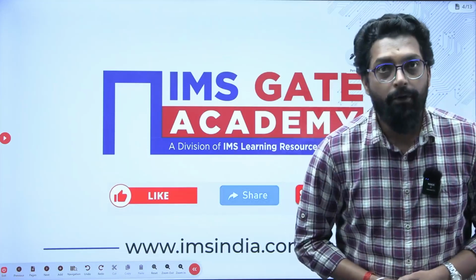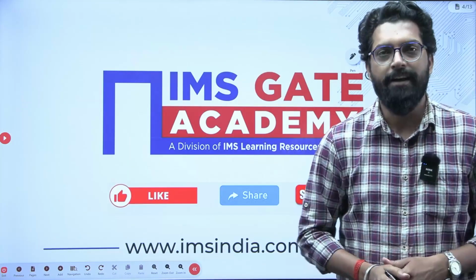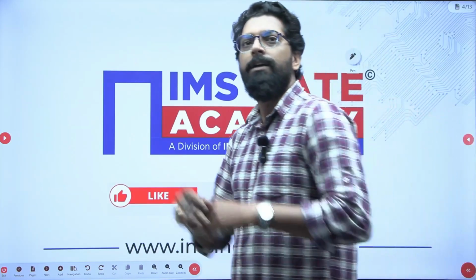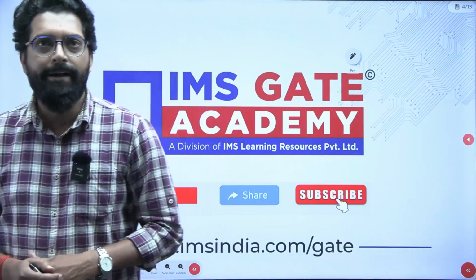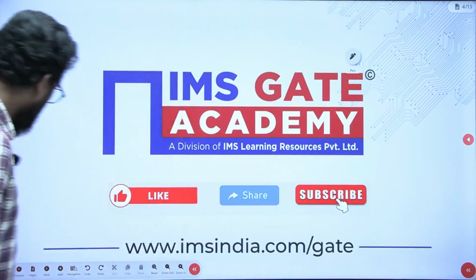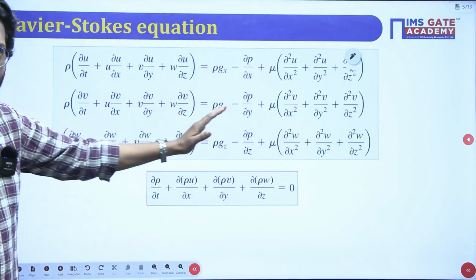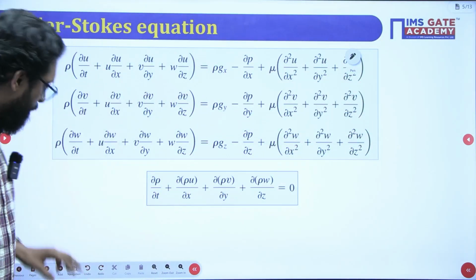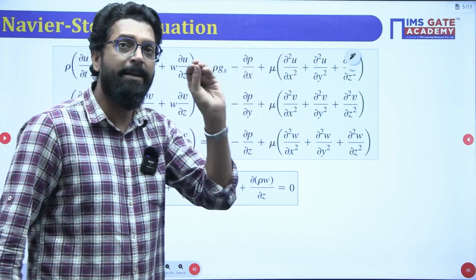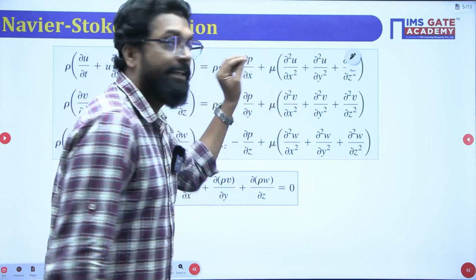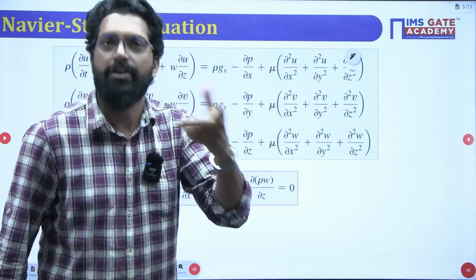Okay, now I will start today's lecture, viscous flow over the external surface, part 3. We already discussed the Navier-Stokes equation in part 1. We will discuss it today also, no problem. This is the Navier-Stokes equation. What is the main implication of the Navier-Stokes equation? This equation is applicable for viscous flow.